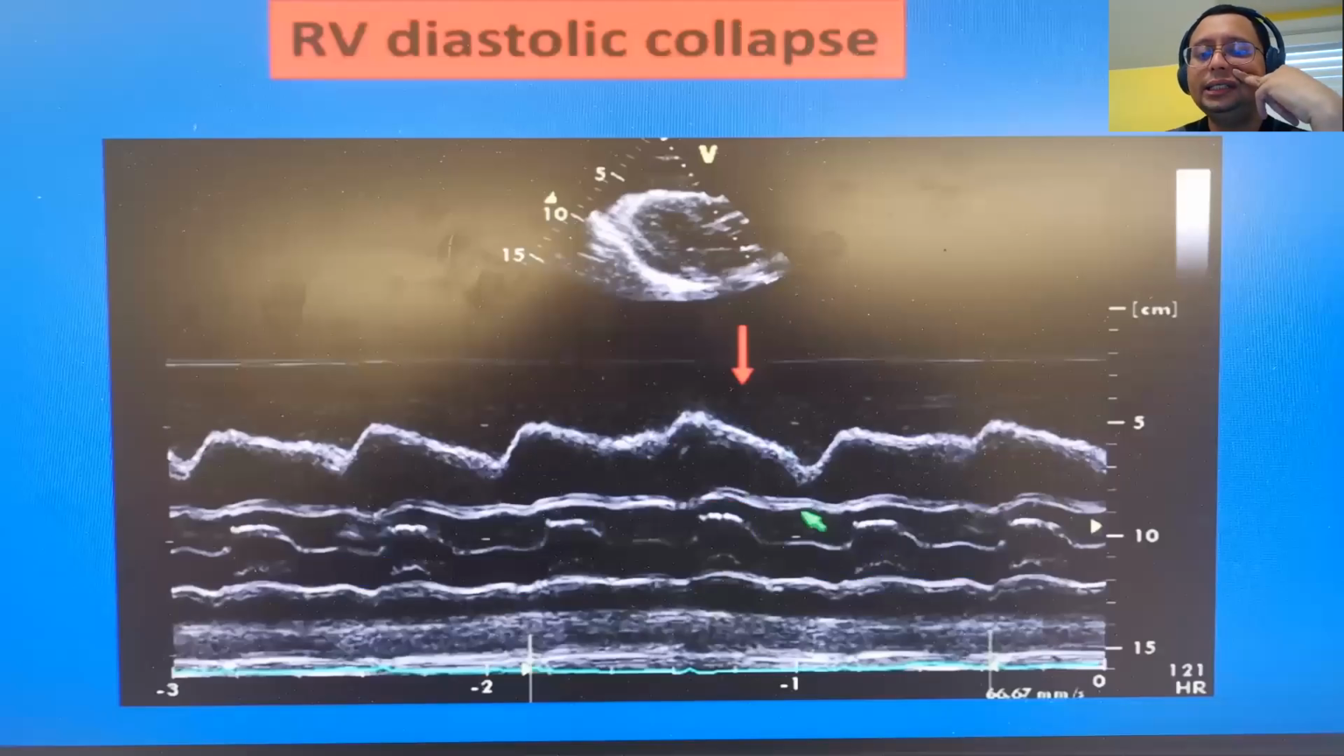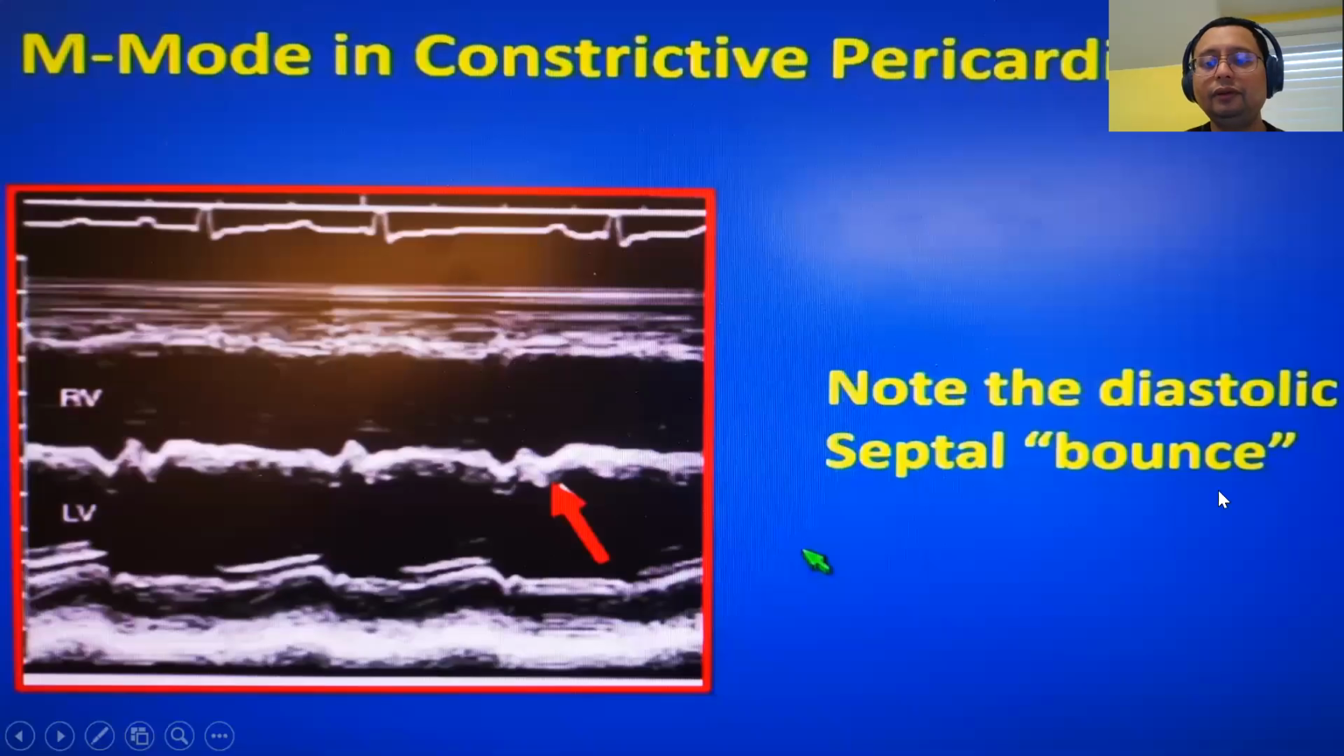Right. So this is another M-mode that is popular. This is an early diastolic collapse of the right ventricle that is suggestive of pericardial tamponade. This is systole, aortic valve open. This is early diastole. You can see collapse of the right ventricular free wall.